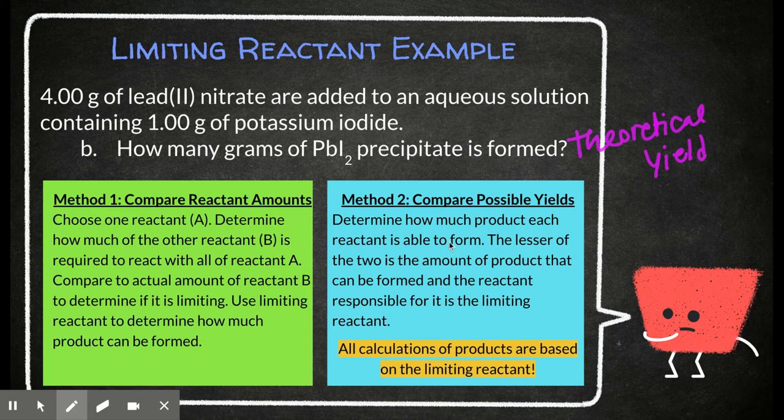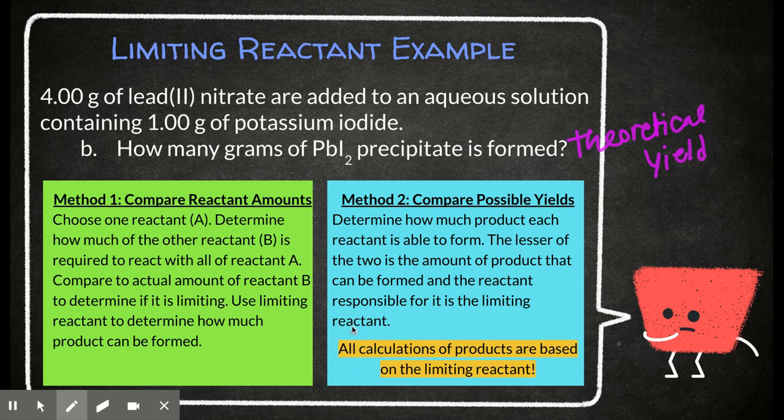Method 2 is where you're going to compare possible yields. So you're actually going to do 2 stoichiometry problems here. You're going to determine how much product each of my reactants would be able to form if I had an unlimited supply of the other reactant. So how much product could be formed if all 4 grams of lead-2 nitrate reacted and I had an unlimited supply of potassium iodide. And how much product could be formed if all of my 1 gram of potassium iodide reacted completely. Okay? And so the lesser of the two is the amount of product that could actually be formed. And the reactant responsible for that is the limiting reactant.